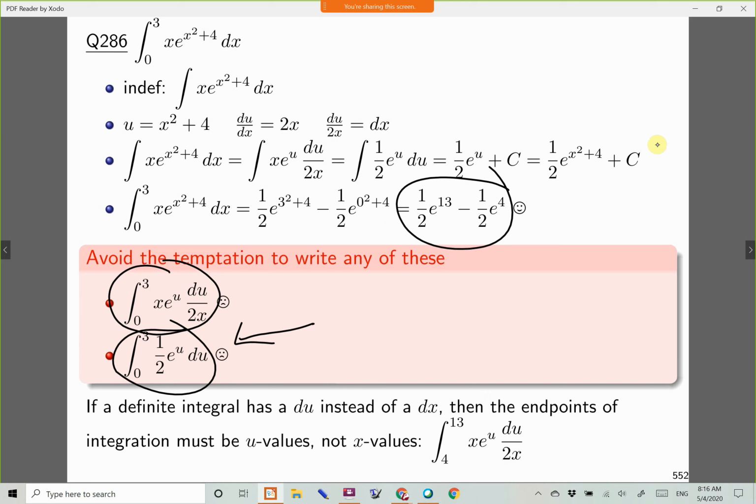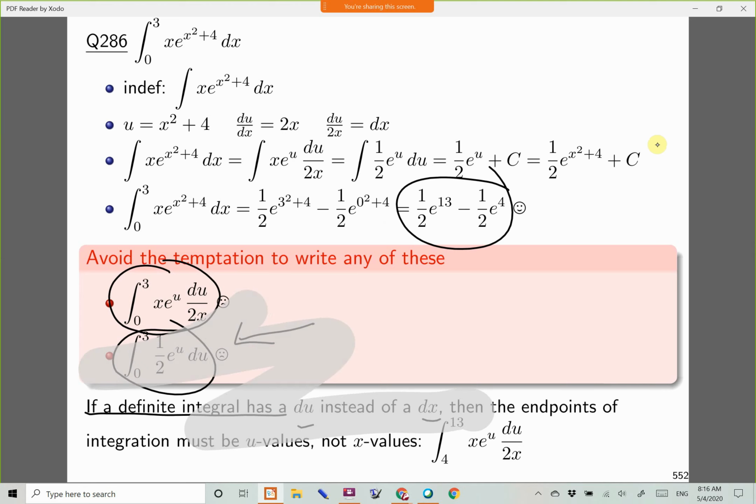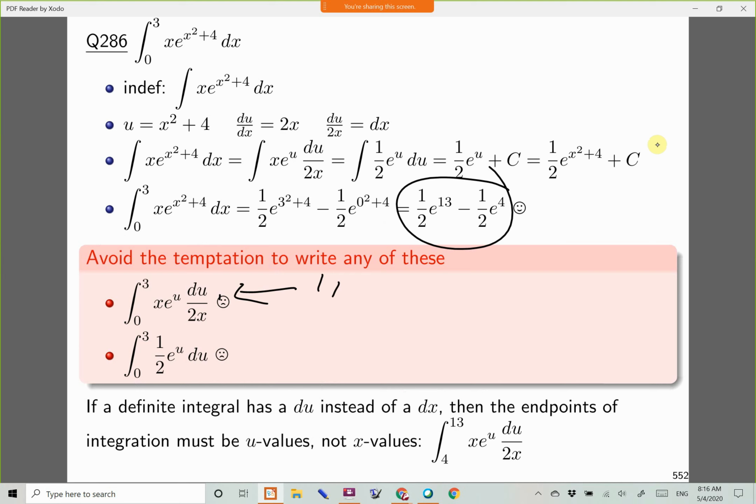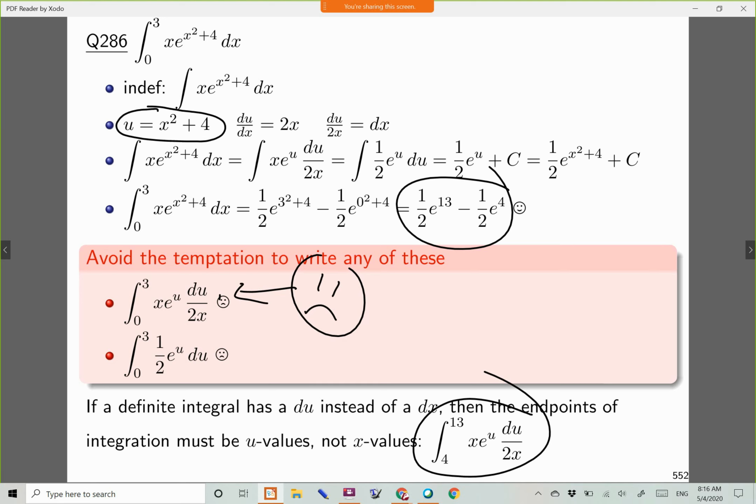So again, to make the point, if a definite integral has a du instead of a dx, the endpoints of integration must be u values, not x values. So instead of this right here, which is incorrect, the correct way to write it would have been this: integral from 4 to 13. I didn't go through all the steps of showing how that 0 and 3 translate to 4 and 13, but it involves this u is equal to x squared plus 4.